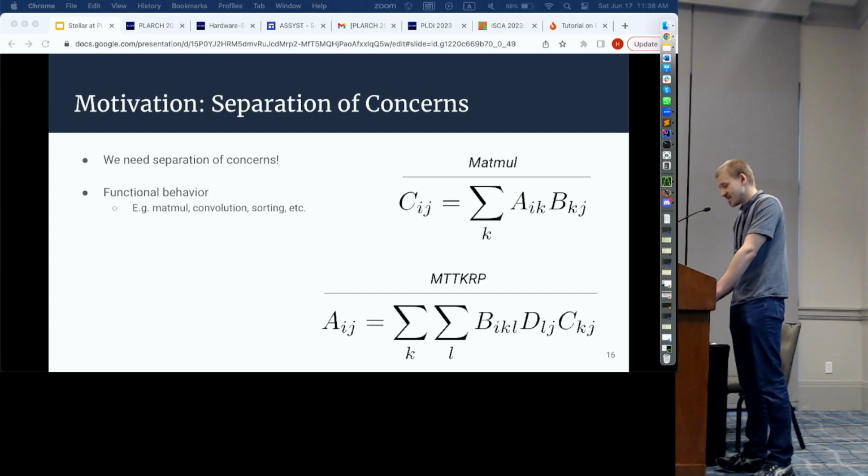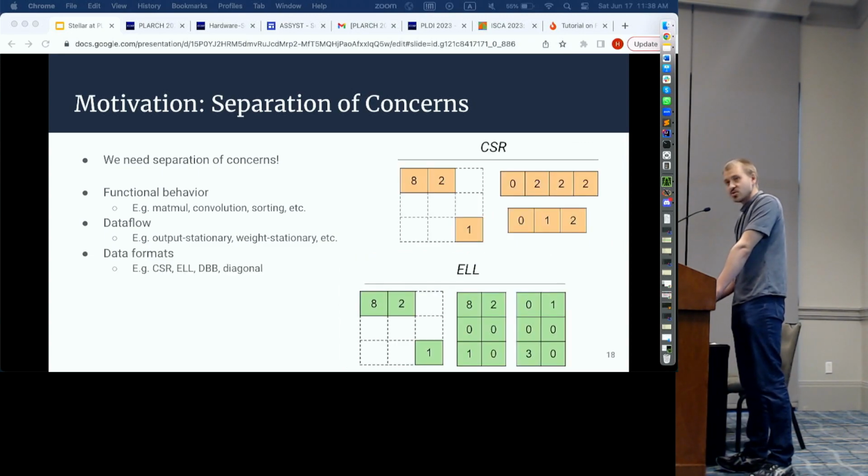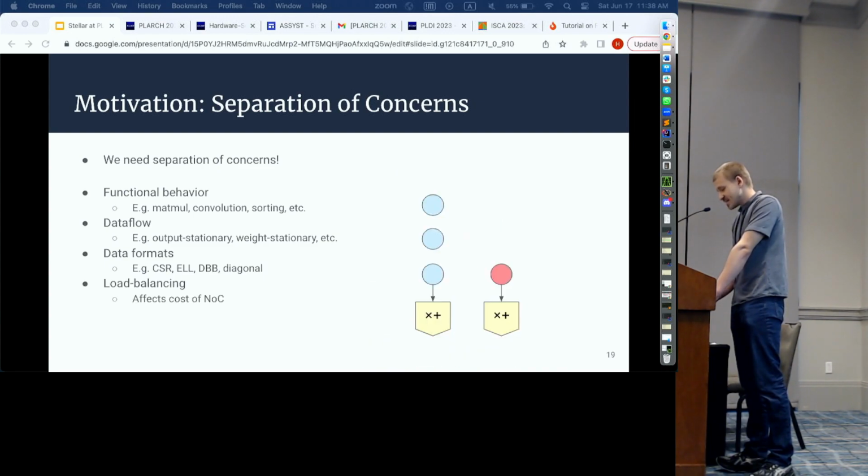So one axis is the functional behavior of the accelerator itself, defined by its input and its expected outputs. Another is the data flow, which is the exact mapping of operations to different points in space and time on a physical spatial array. Another is the sparse and/or dense data formats, which may be structured or unstructured. And the last axis we propose is the exact load balancing technique, which is oftentimes very simple, but for some accelerators can be very, very sophisticated. So the load balancing technique can affect both the complexity of the network on chip and also the sensitivity of the accelerator's performance to different sparsity distributions.